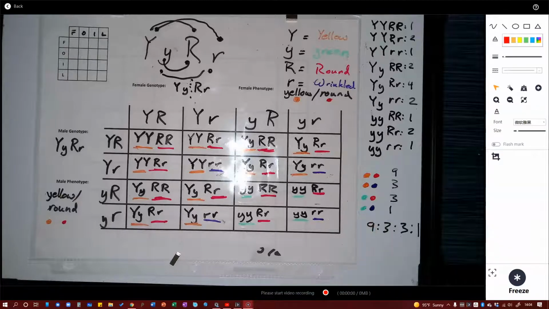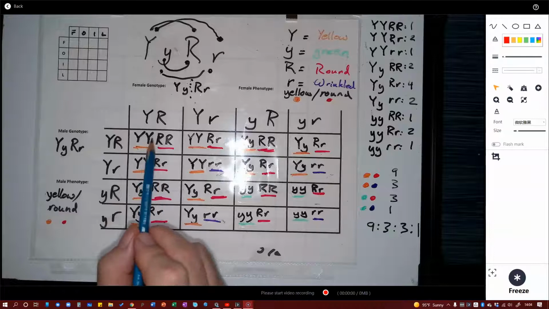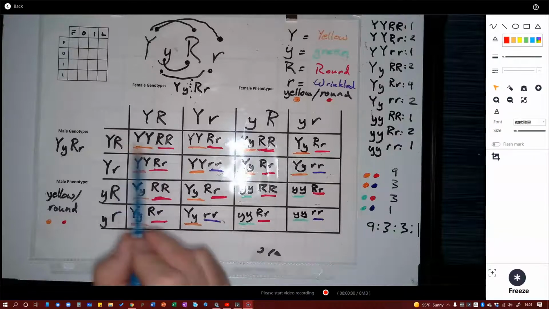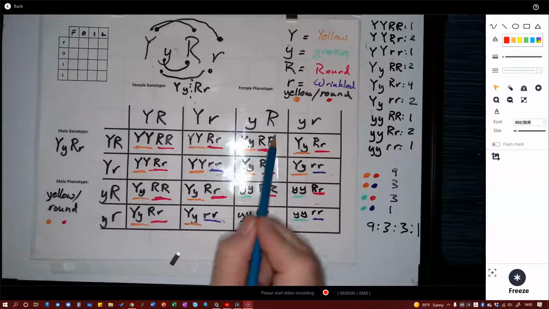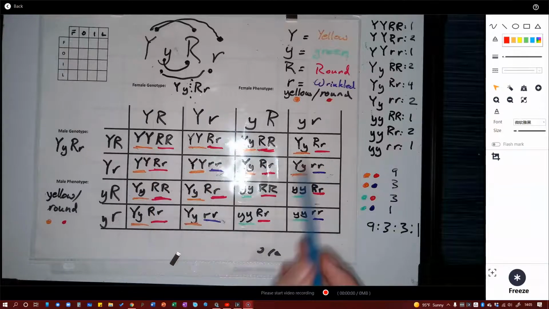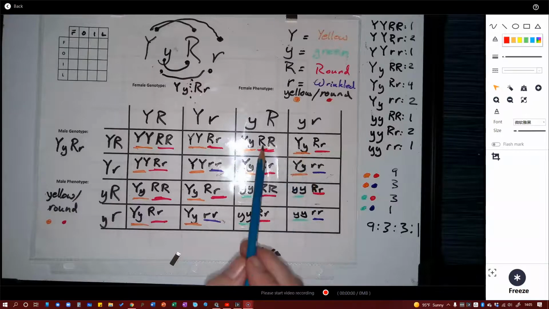Okay, why is that? Well, remember that dominant traits are going to be more plentiful just because they will express themselves in heterozygous individuals. So you don't have to be homozygous dominant in order for the dominant trait to show up. It'll show up in these heterozygous pairs as well. So that gives you a lot more. 1, 2, 3, 4, 5, 6, 7, 8, 9 to be exact. Okay?